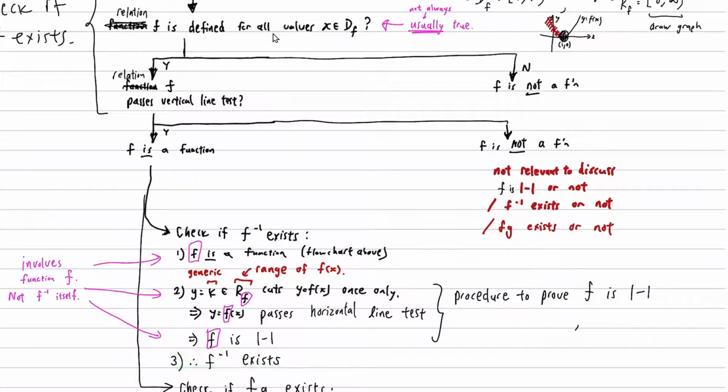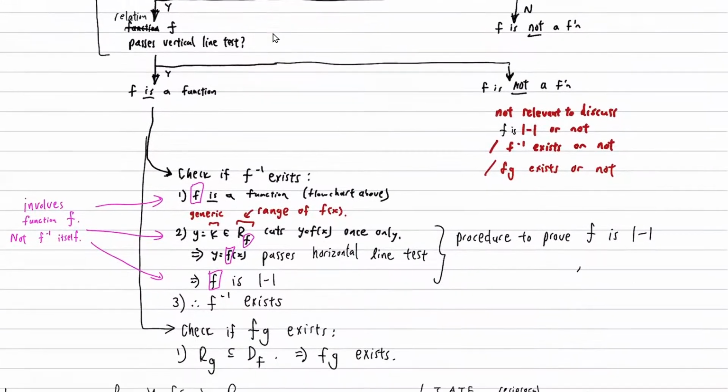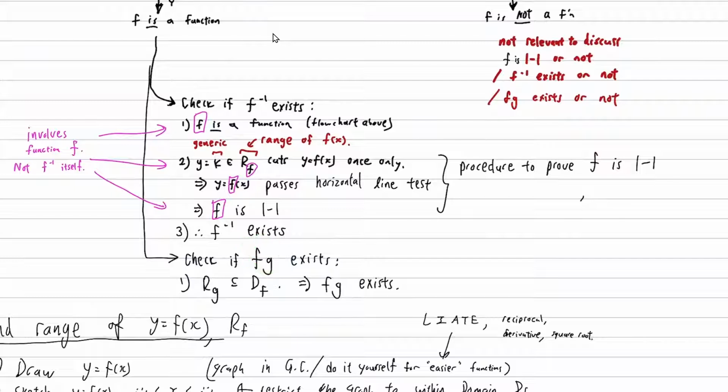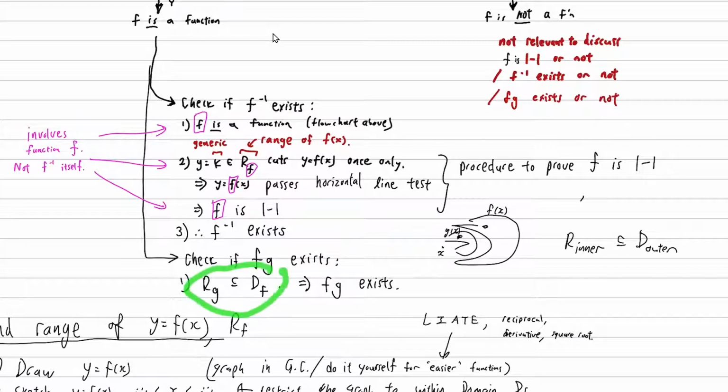Next, you want to check if fg exists, composite. Remember the Pac-Man. This is your x. That's your, let's say, inner function g of x. Then that's your outer function f of x. So we need to remember that the range of the inner is a subset of the domain of the outer function. In this case, Rg subset of Df implies that fg exists.